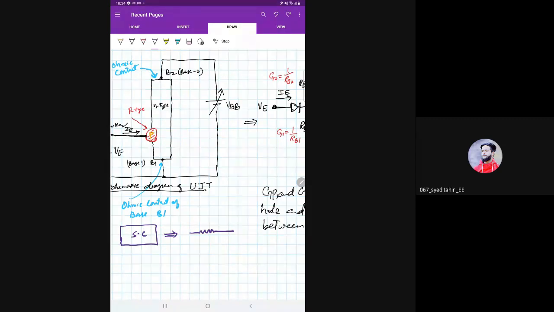Now, why have we differentiated with B1 and B2? Because one base is near the emitter junction, another base, another contact. What is base? Base is nothing but the contact. It is the contact point. One contact point is near the emitter junction, another contact point is away from the emitter junction.